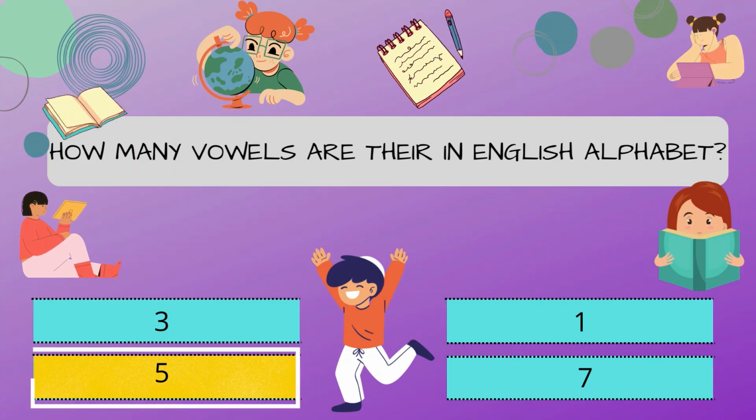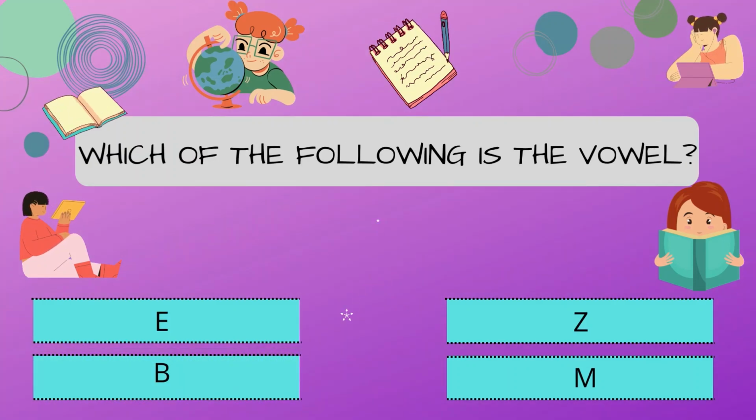Answer is C 5. Next question, which of the following is the vowel? Option A E, B Z, C B, D M. 5, 4, 3, 2, 1, 0.